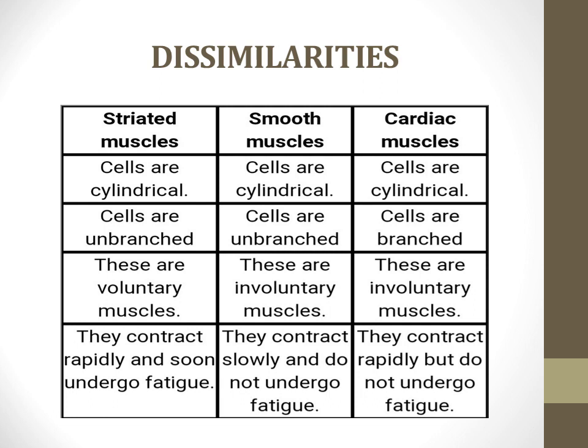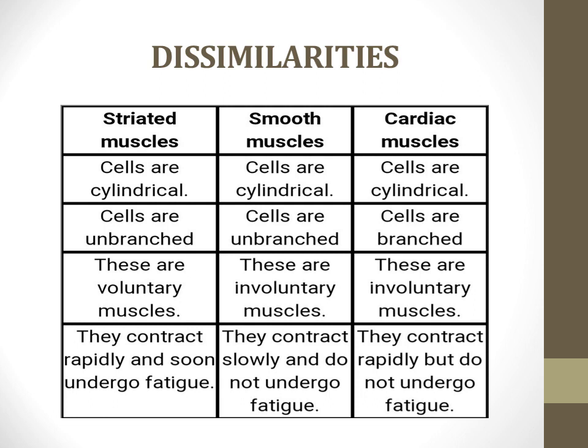Right? Okay. Then striated muscles are voluntary muscles, and smooth muscles are involuntary muscles. Cardiac muscles are also involuntary muscles. So what is the difference between voluntary and involuntary? Voluntary functions mean we are able to move these organs. If we want to move, we can move. It's under our will, right?